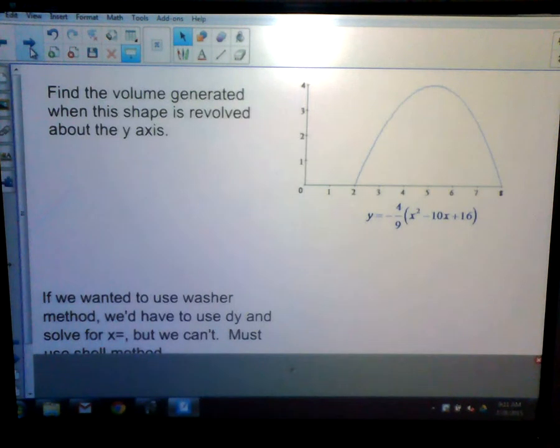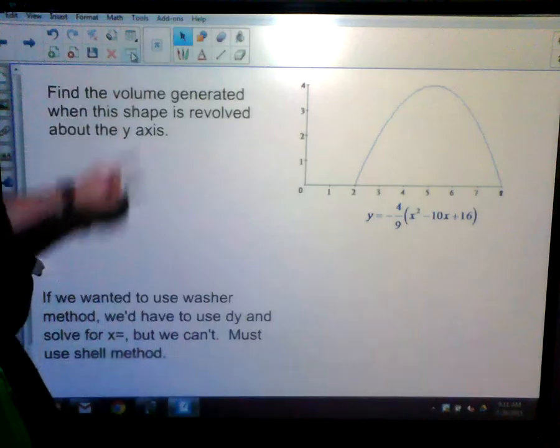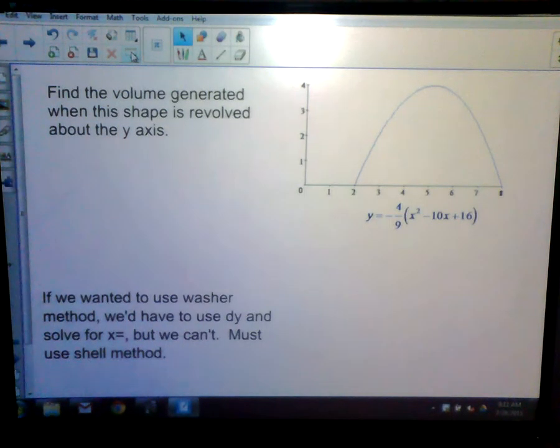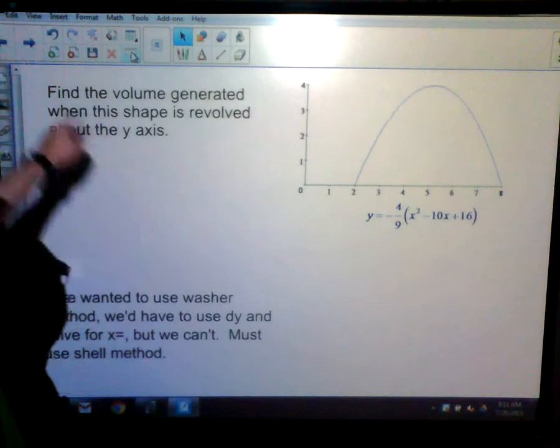Let's try one like this. Find the volume generated when this shape is revolved around the y-axis. So another bundt cake type problem. If we wanted to use disc and washer method, we'd have to use dy and solve for x equals. But we can't. 2 x's. Can't solve this for x equals. So we have to use shell method.